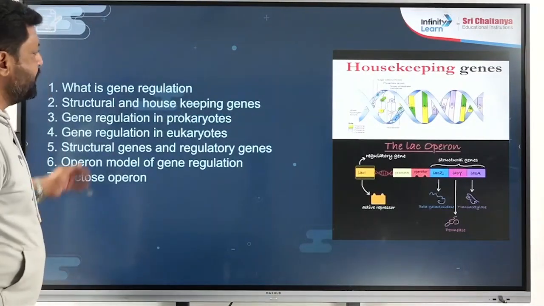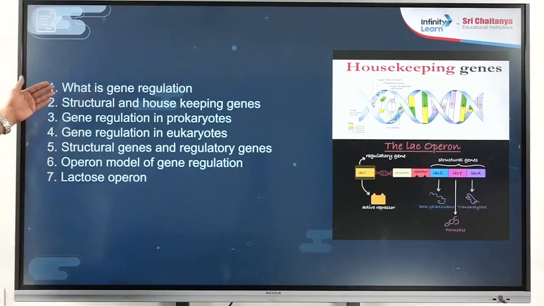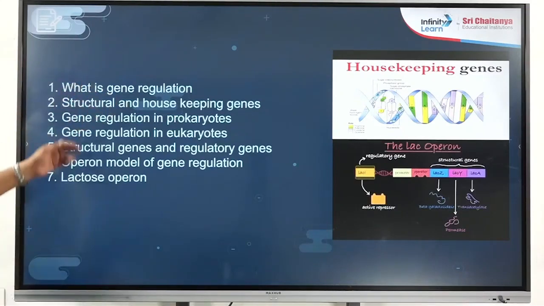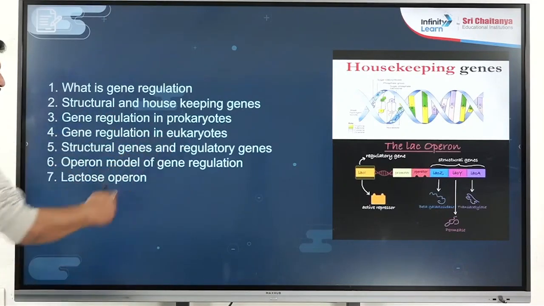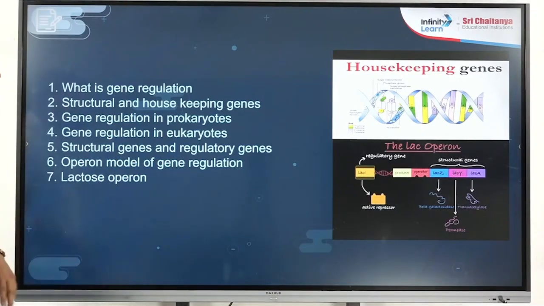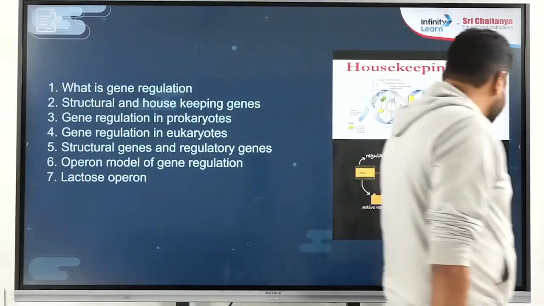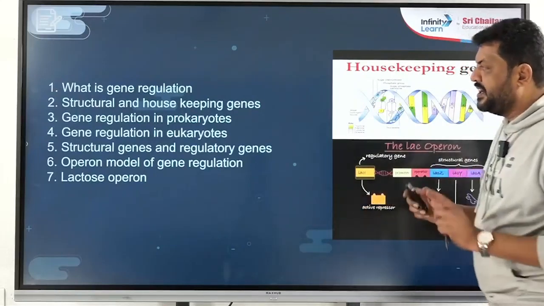Then, you will have doubts on these particular side headings. What is gene regulation? Structural gene and housekeeping gene. What is gene regulation in prokaryotes? How does it take place? Gene regulation in eukaryotes. Structural gene and regulatory gene difference. Operon model of gene, and finally lac operon. These are the things that we are going to discuss today. Then in the last slide I will explain in detail.